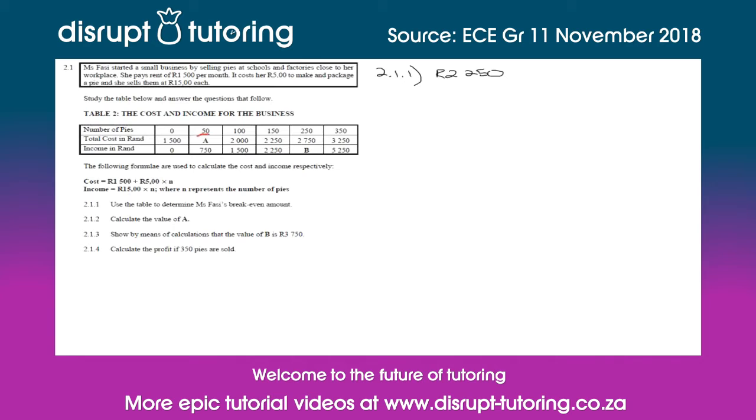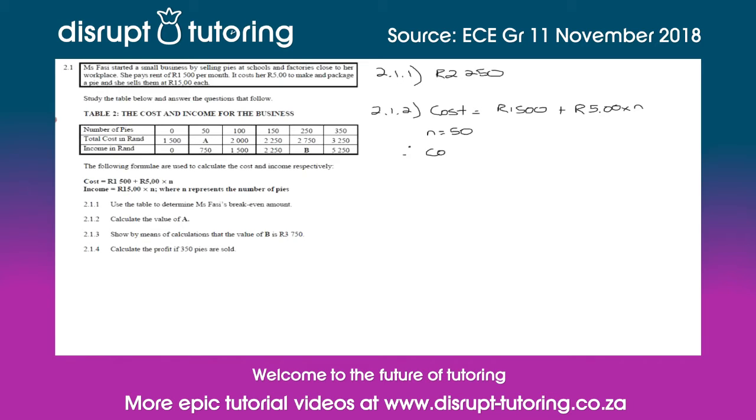Okay, then on to the next question. Calculate the value of A. A is in the table, in the column where the number of pies equals 50, and in the row which has your total cost in rands. They've given us our total cost formula, where N is the number of pies. In this case, N is going to be 50. So for 2.1.2, our cost equals the 1,500 Rand for rent plus 5 Rand times N. N is equal to 50 in this column.